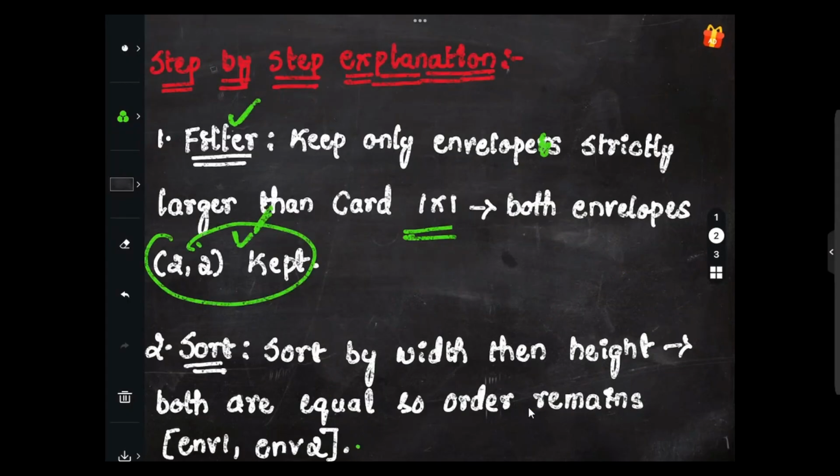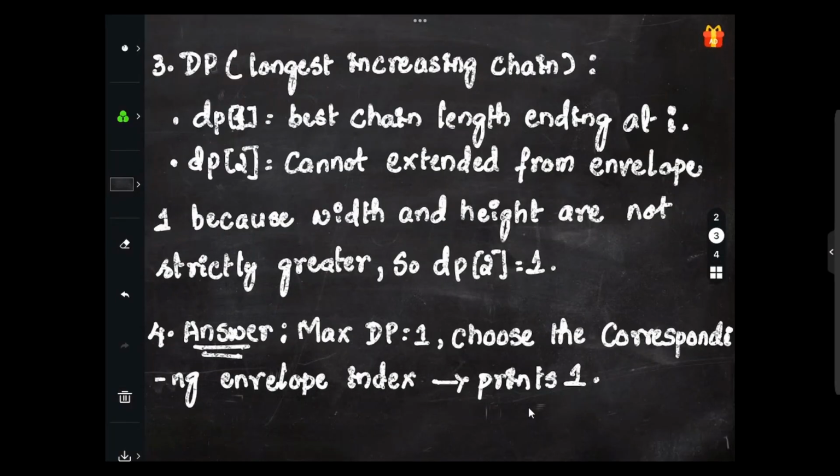So in this case both are equal, so the order remains env1, env2, envelope 1, envelope 2, right? So this is fine, I believe, easy, right? Let's move on with the third step here. I said we'll be making use of DP, dynamic programming, so we'll be going with the longest increasing chain.